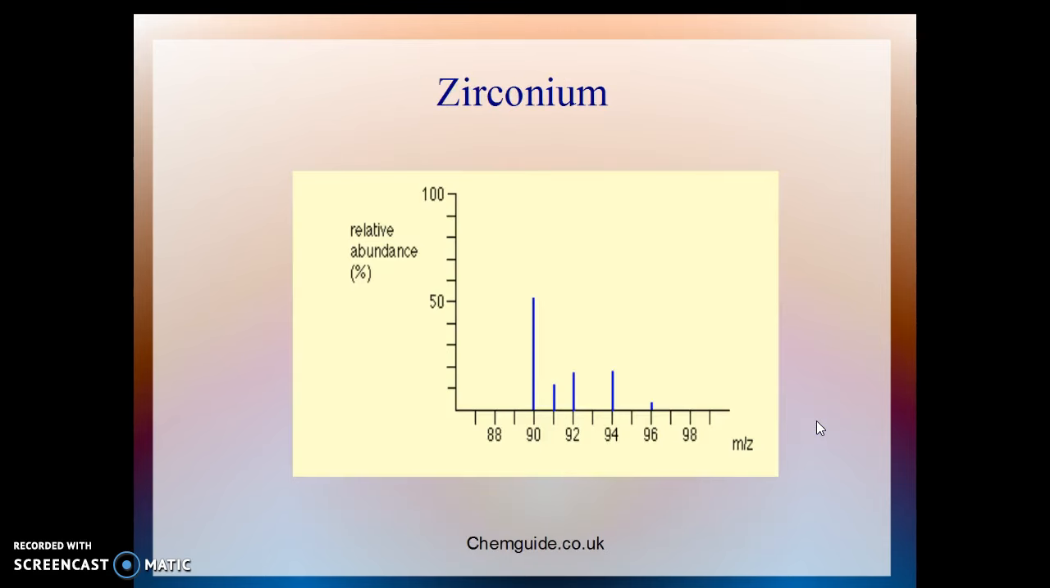You might want to turn off the video so that you can do calculations. This is relative abundance, so all of these should add up to 100. Here's about 53%. Here's maybe 12, and perhaps 18, and on the 94 maybe 19%, and then on the 96 looks to be about maybe 3 or 4%. So you should be able to do these as well.